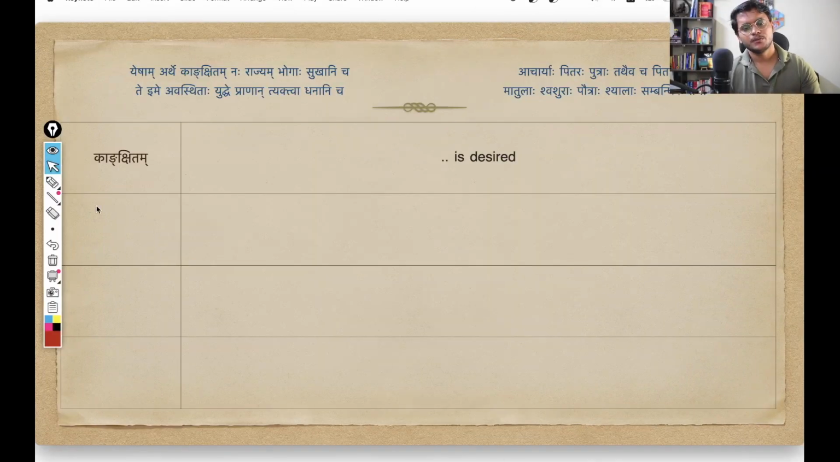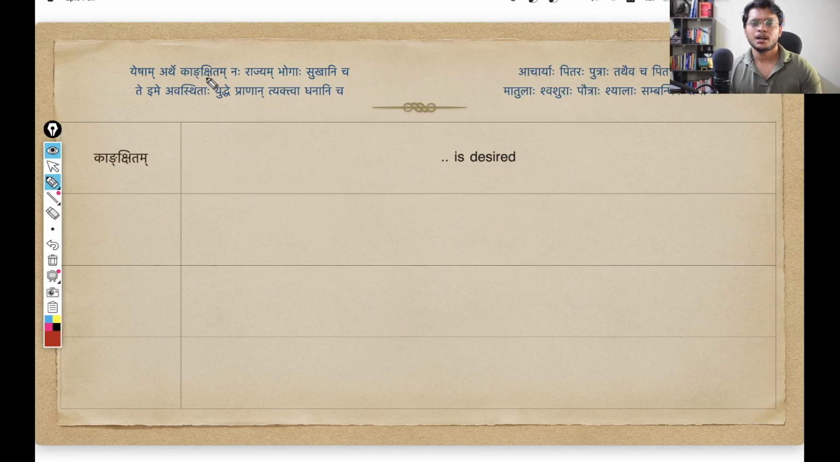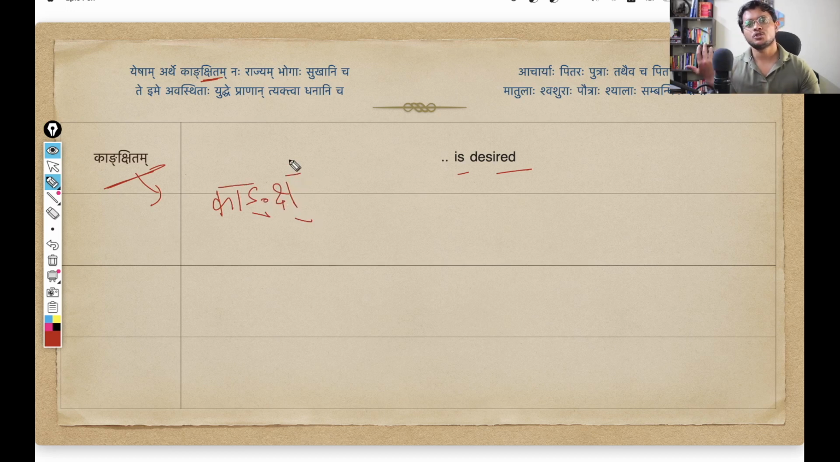Okay, so we are starting with the word kangshitam. And kangshitam is coming from here. Yesham arthe kangshitam. Kangshitam simply means something is desired. That is the sense here. This particular form is coming from the same dhatu, so same verb root that we saw in the previous shloka also, kanksh. And kanksh means, I hope you remember, to desire, to wish for, to long for.